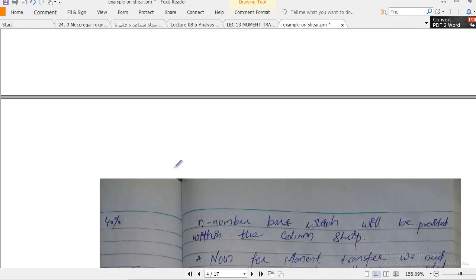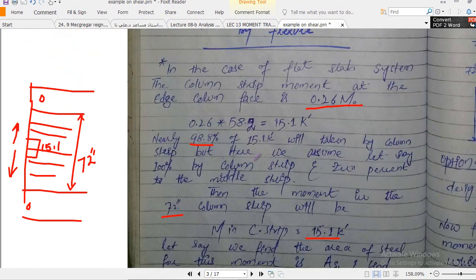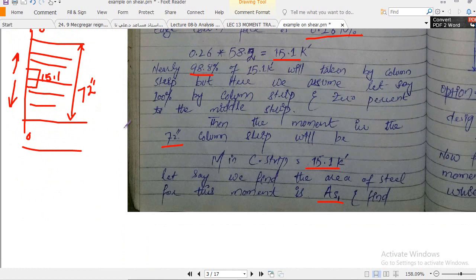But remember, this steel reinforcement is only for this moment. On the other hand, we have a moment transfer from the slab to the column, and that moment transfer, as you see here, is Mub or Muf. So we have to provide steel reinforcement for this moment as well, which is responsible for transferring the moment from the slab to the column.